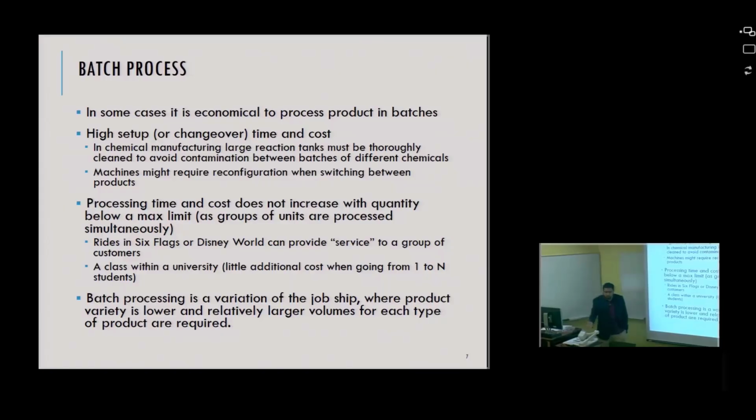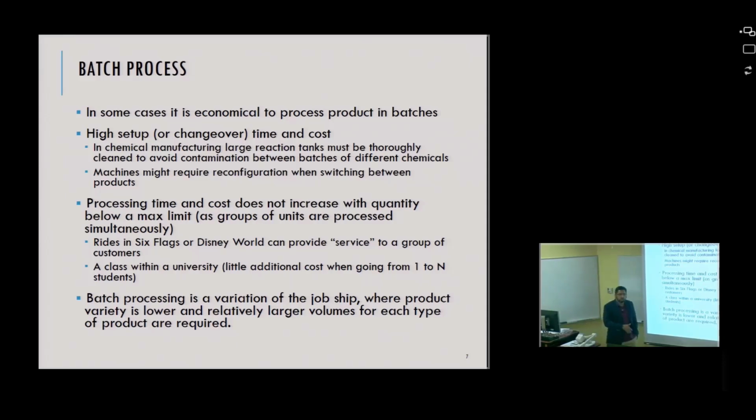An example would be this classroom. If we had 10 more students here, the cost to the university would not increase. They'll fit in the same room, right? And you still have just one instructor, right? So instead of having very small classes, universities like to have some minimum batch size for classes, because the cost does not increase linearly with each additional student.